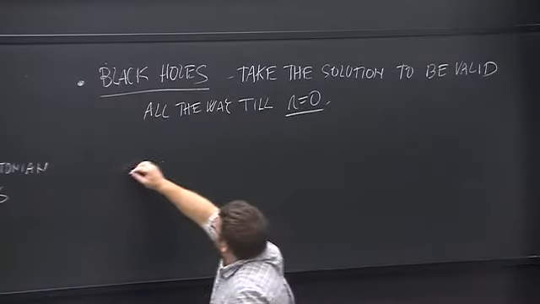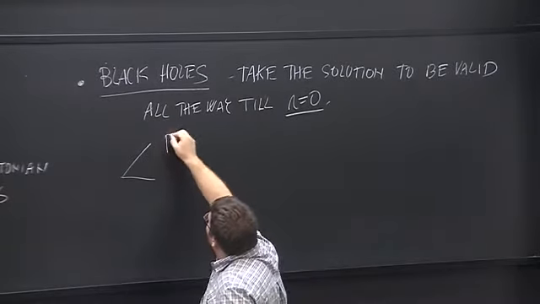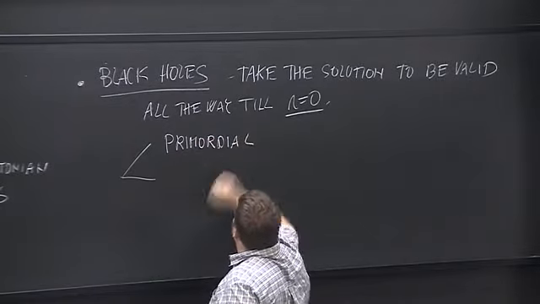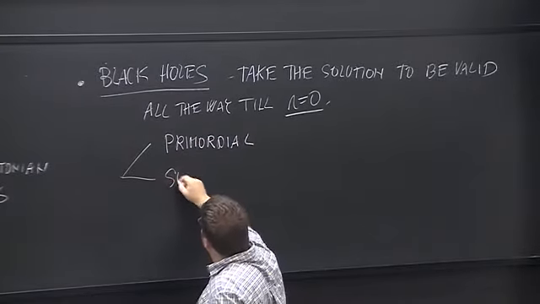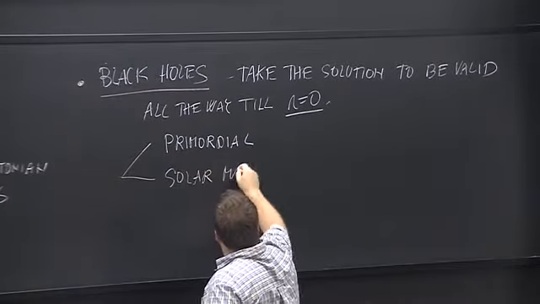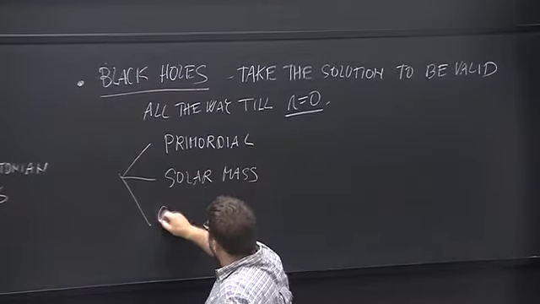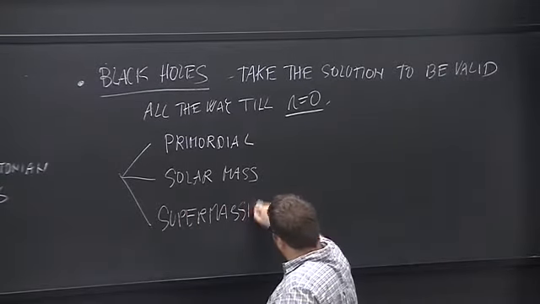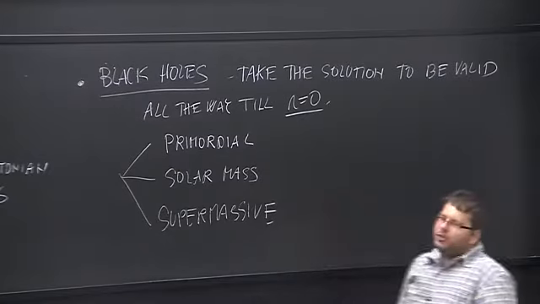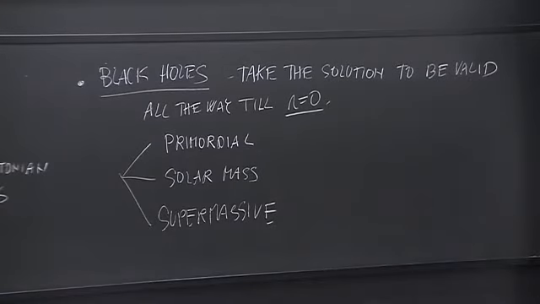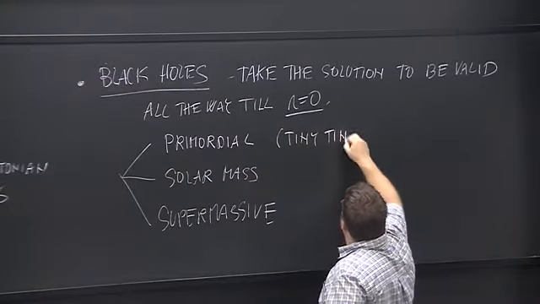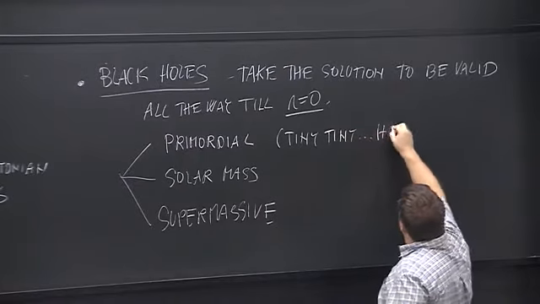But at this point, the astrophysical black holes divide into 3 categories: the primordial black holes, then the solar mass black holes, and then supermassive black holes. The primordial ones are presumably black holes which were formed in the early universe, and they are teeny tiny, but have not been observed yet.